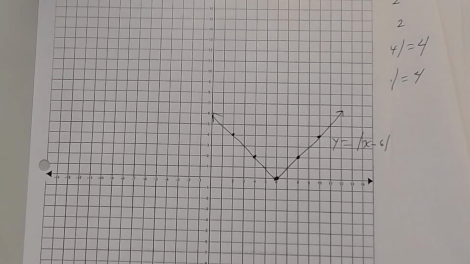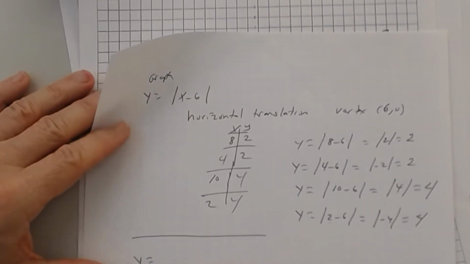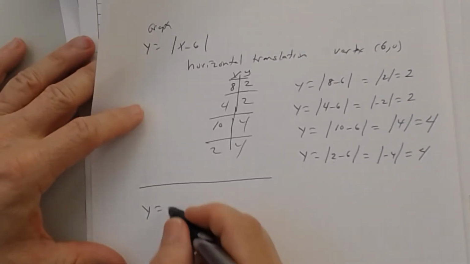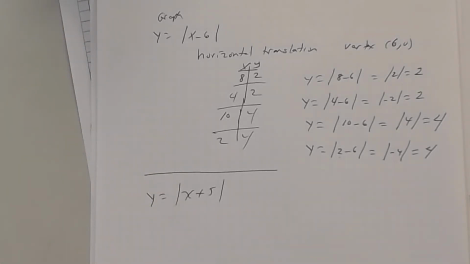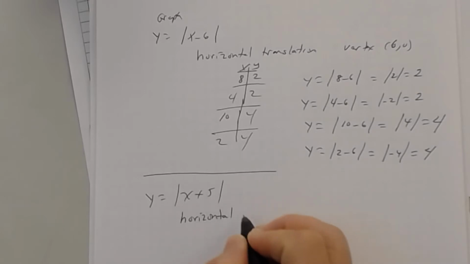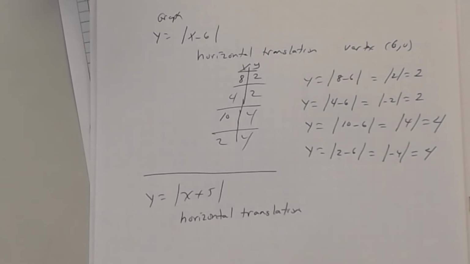All right, let's do one more, and it's going to be this one. So let's suppose we had y equals the absolute value of x plus 5. Where's the 5 located, outside or inside the absolute value? Inside. So is that a horizontal or vertical? Horizontal. So you think counterintuitive. Okay, so horizontal translation.